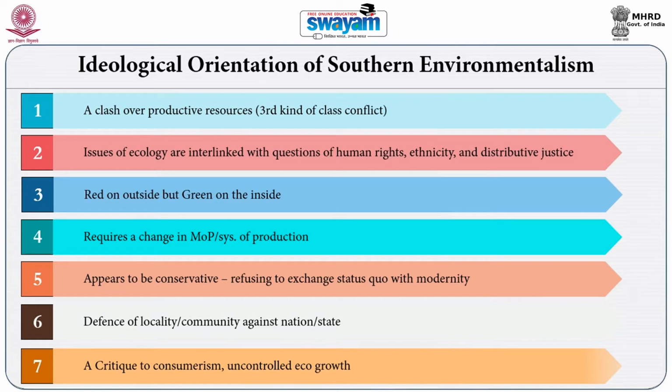In that sense, these are questions of distributive justice, questions of ethnicity, questions of human rights. So basically these conflicts over natural resources point to the question of how to share the resources. In that sense, these are distributional conflicts over resources. How do we distribute the resources? How do we distribute the benefits out of these resources?